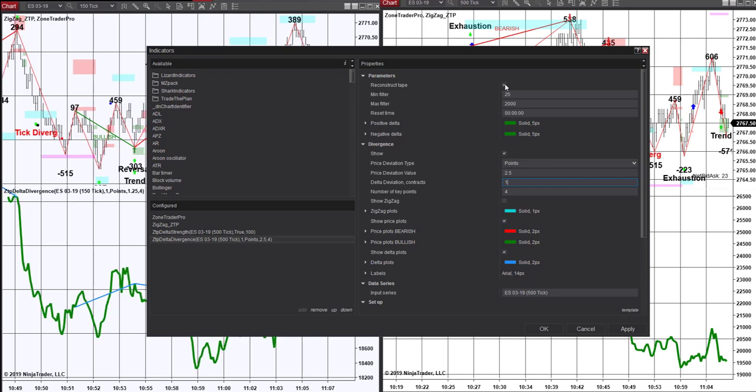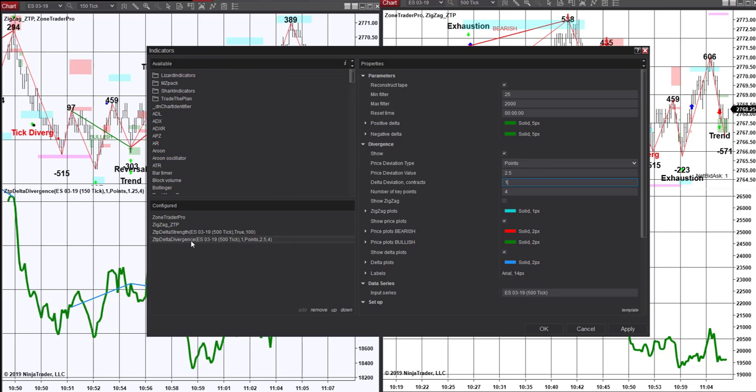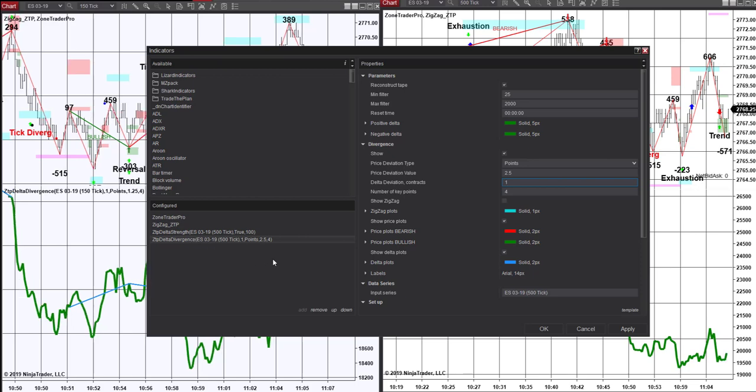I am then checking reconstruct tape, min filter of 25 and max filter of 2000. You notice that we do not need the ZTP cumulative on the chart because the delta divergence indicator is doing exactly that same thing, except it's also showing divergence. So why make the computer think harder than it actually has to?